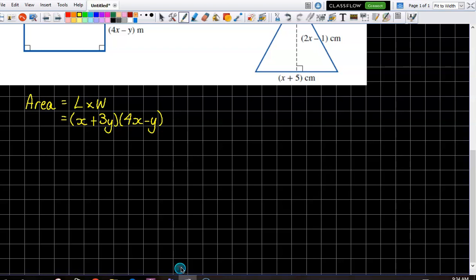2 variables. So instead of having an x plus just 3, it's a 3y. And we go, ooh. But we go ahead and we do it exactly like we would do before. So we're going to go x times everything in here. So what's x times 4x? Well, we've done that every day of the week. 4x squared. Fantastic. And now, what's x times minus y? How can we write that?